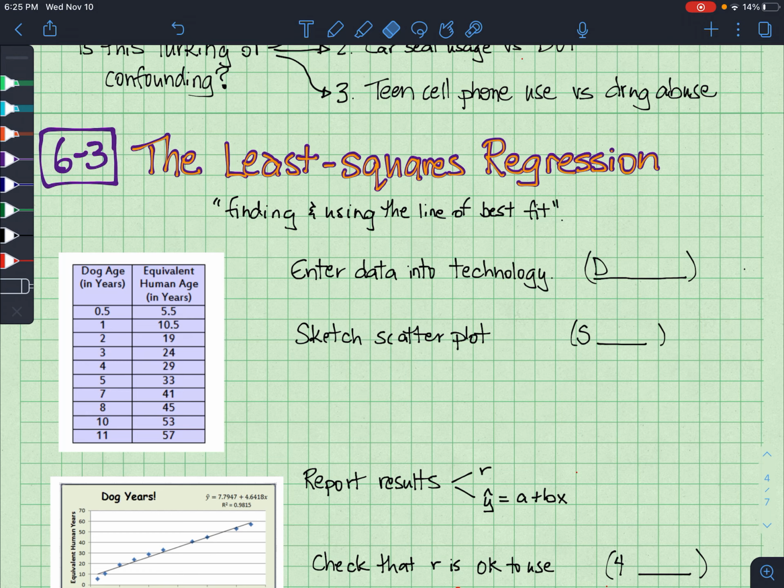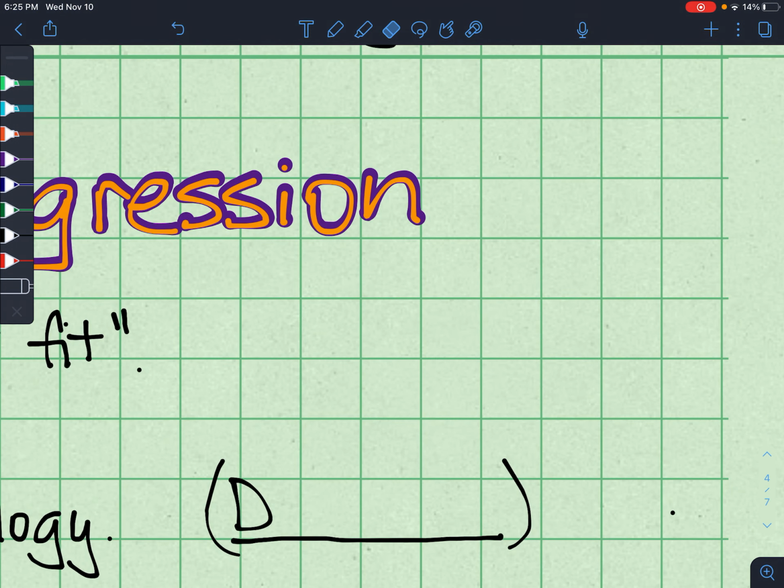All right, here we go. Lesson 6.3, the least squares regression. Now, in our textbook, they refer to this as LSR. Sometimes they might talk about the LSR line. Sometimes they might talk about the LSR equation.